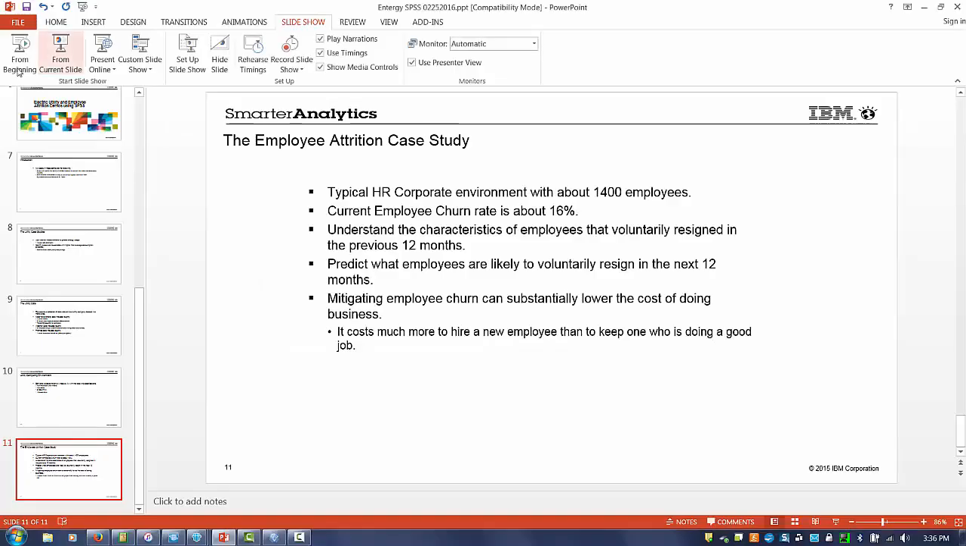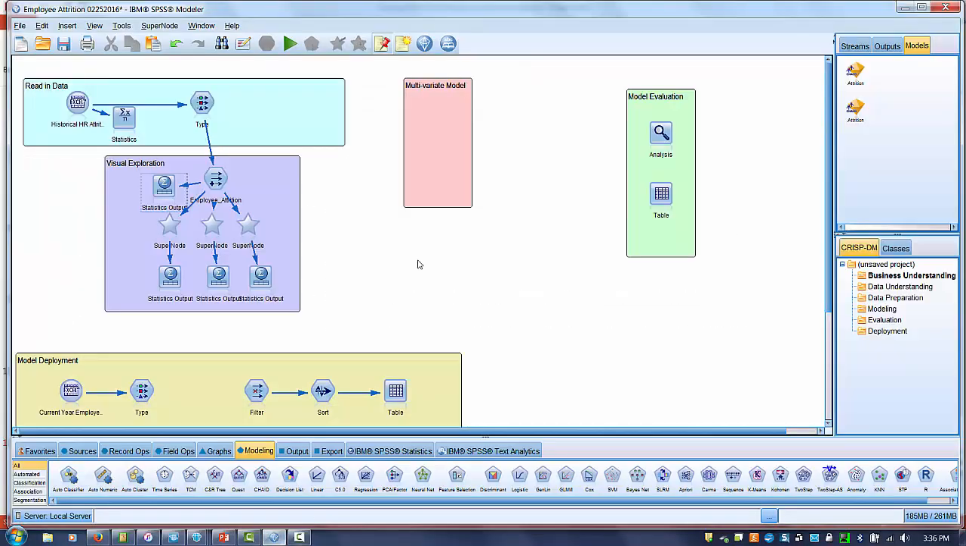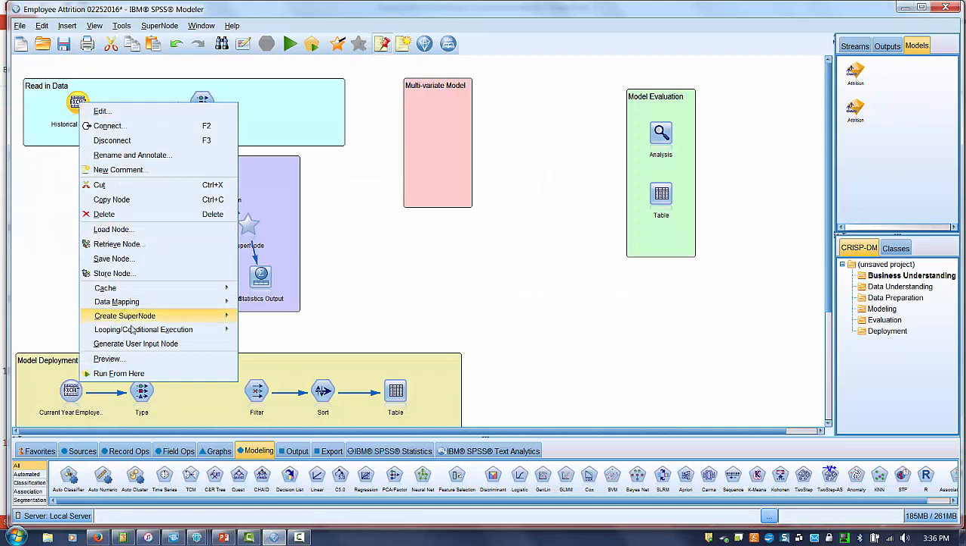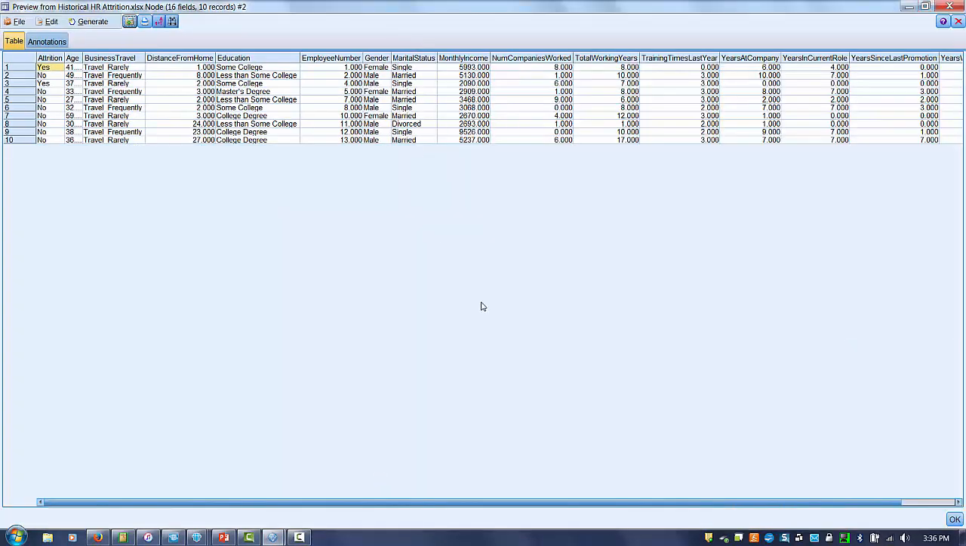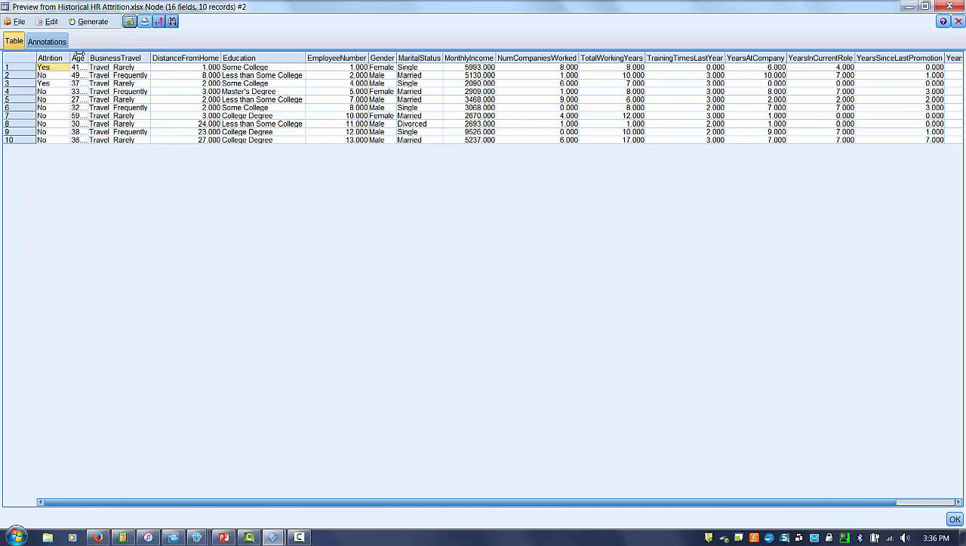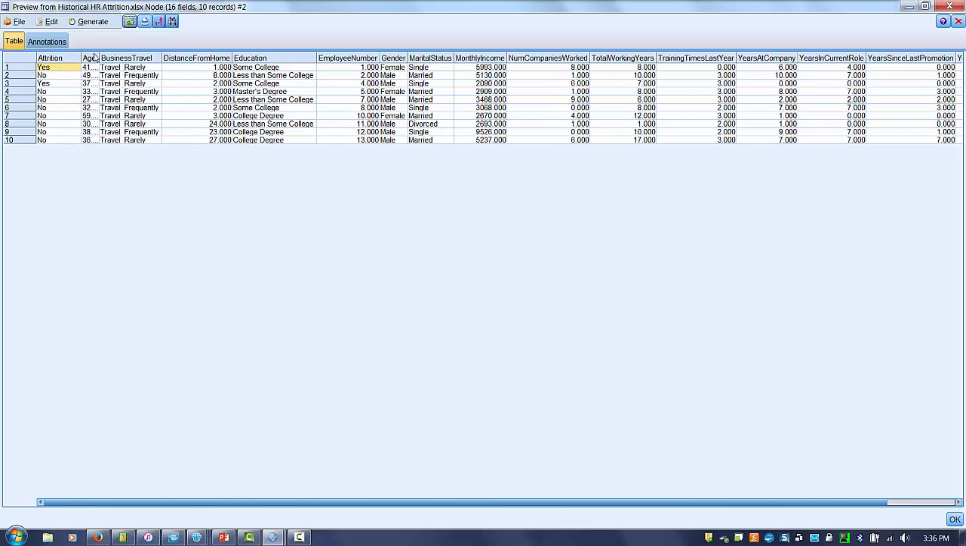So let's go ahead and jump into SPSS Modeler, and let's take a peek at the data. This data is pretty typical of what you would find in a personnel file of an individual working for your average company out there. The first field we have is called attrition, and this is whether or not this person quit their job voluntarily in the previous 12 months.